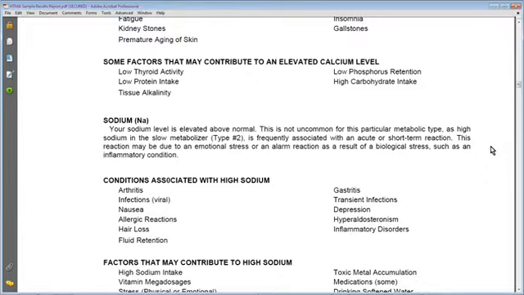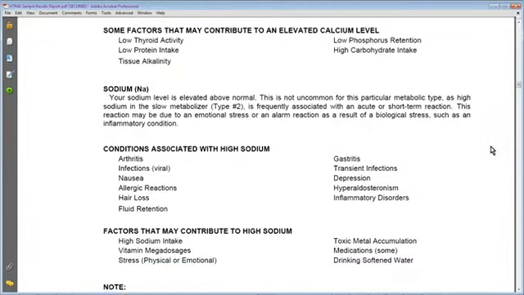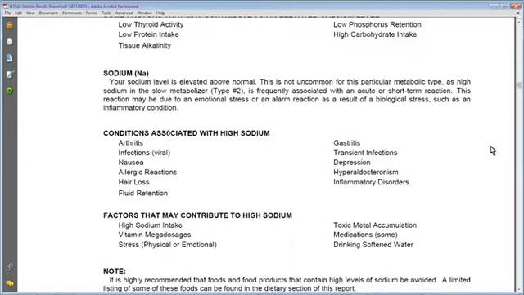Sodium. Your sodium level is elevated above normal. This is not uncommon for this particular metabolic type, as high sodium in the slow metabolizer, type 2, is frequently associated with an acute or short-term reaction. This reaction may be due to an emotional stress or an alarm reaction as a result of a biological stress, such as an inflammatory condition.